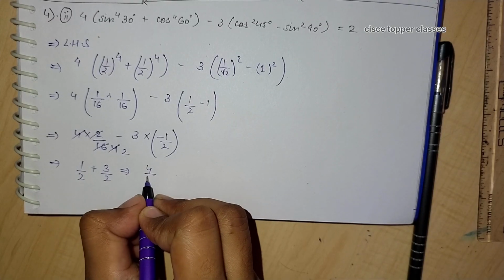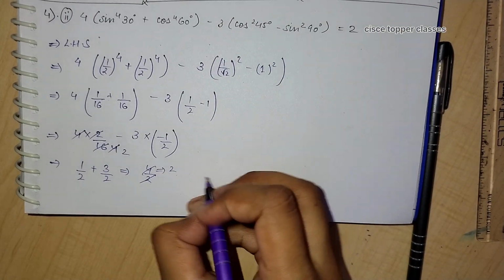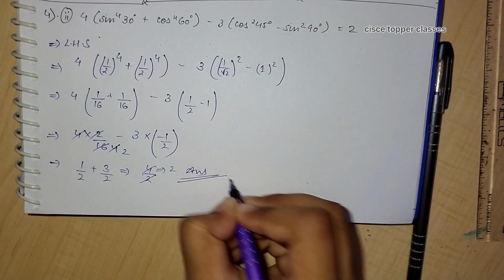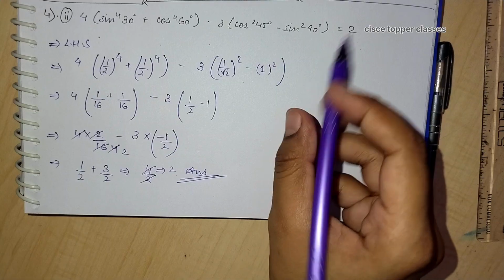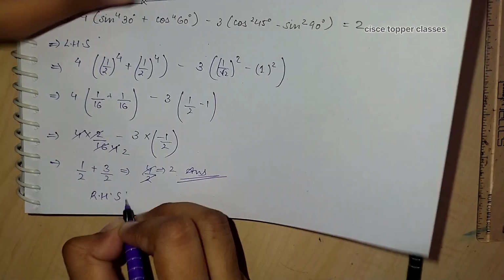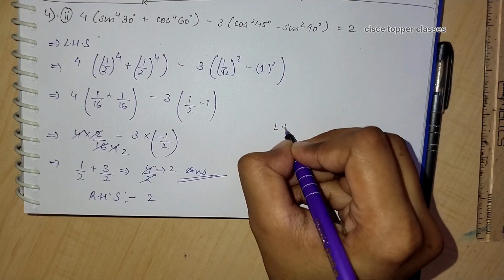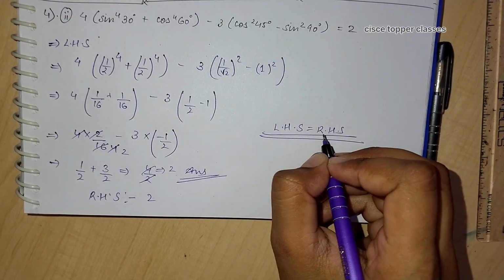So this will be 4 by 2 here on taking LCM. So the final answer is 2 here. Means the answer of this question is 2. So this is the solution of the fourth second part. And RHS part is 2 only. So because RHS part is given to us as 2 only, we can write LHS is equal to RHS, and this is only we have to prove in this question.